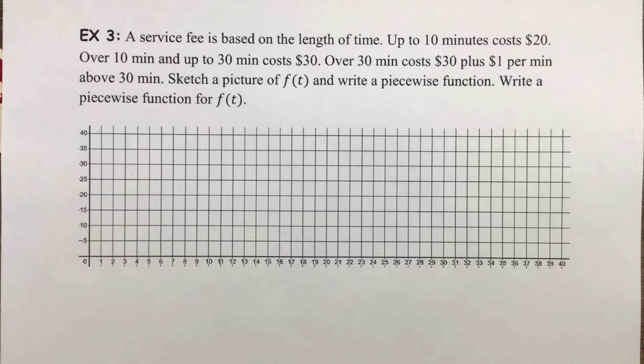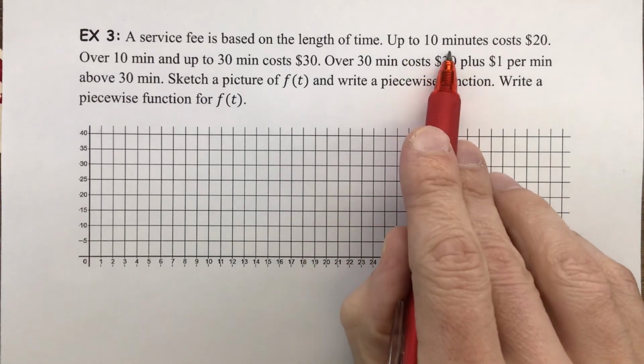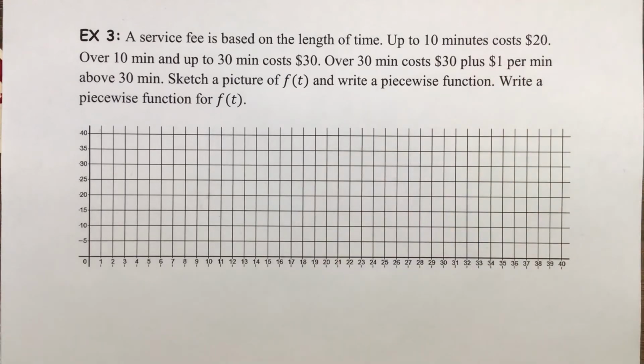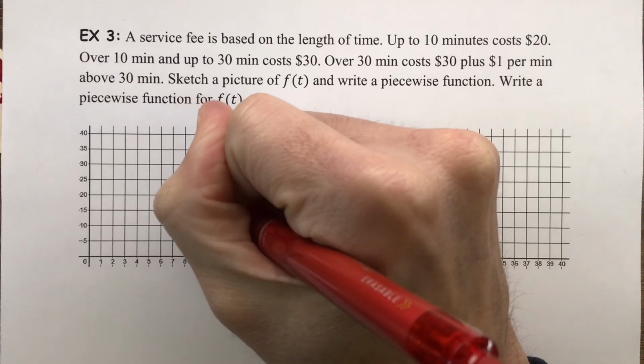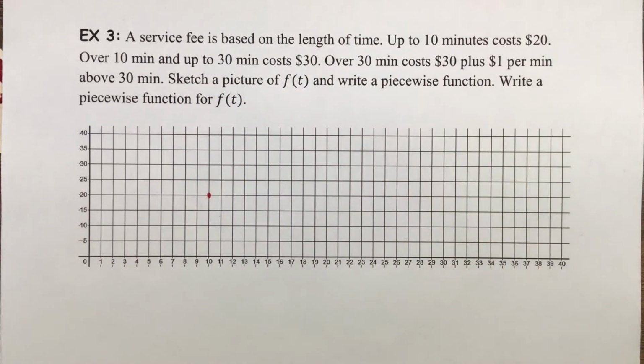What we're going to do is sketch a picture of this, which is going to be a piecewise function. We're going to call it f of t. When we're done with that, we're going to go ahead and write the function out, f of t. Okay, so for the first two parts, we have those flat fees. Up to 10 minutes, it's going to be $20. All right, so at 10 minutes, the cost is going to be $20, which is here. Once you go over it, it's going to change.